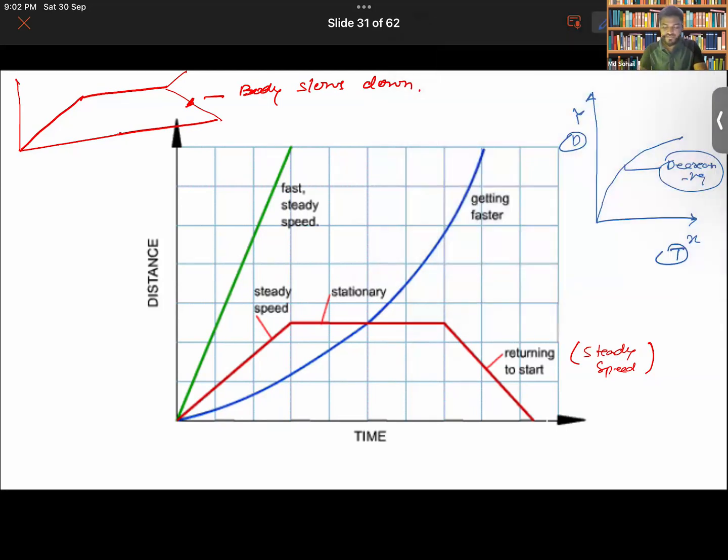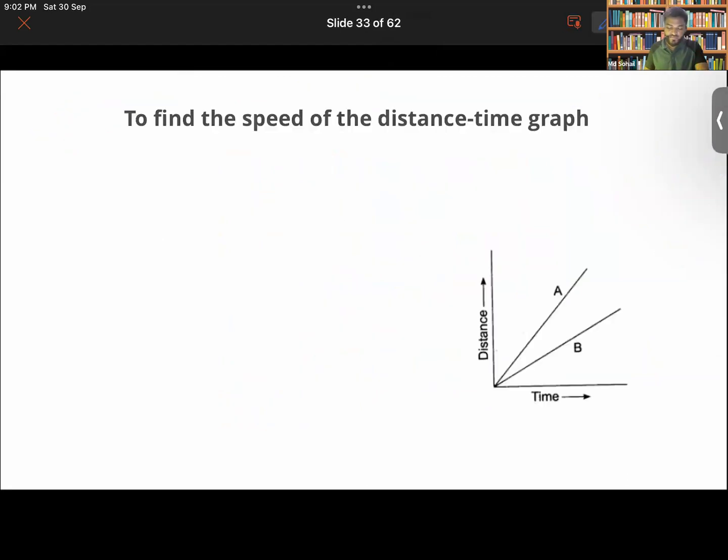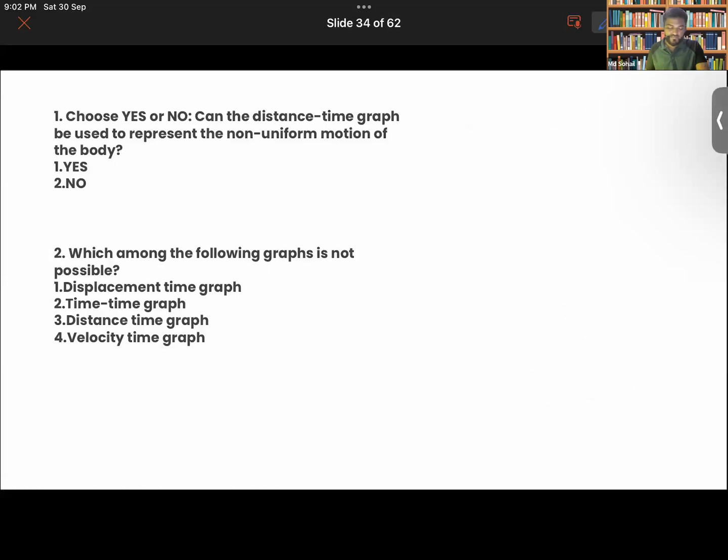Yes, let's do some questions and then things will become clearer. By the way, which graph represents more speed? Graph number B or graph number A? Slope number B or slope number A? A represents more speed, obviously. So the speed of slope A is more than the speed of slope B. Getting it? Good.